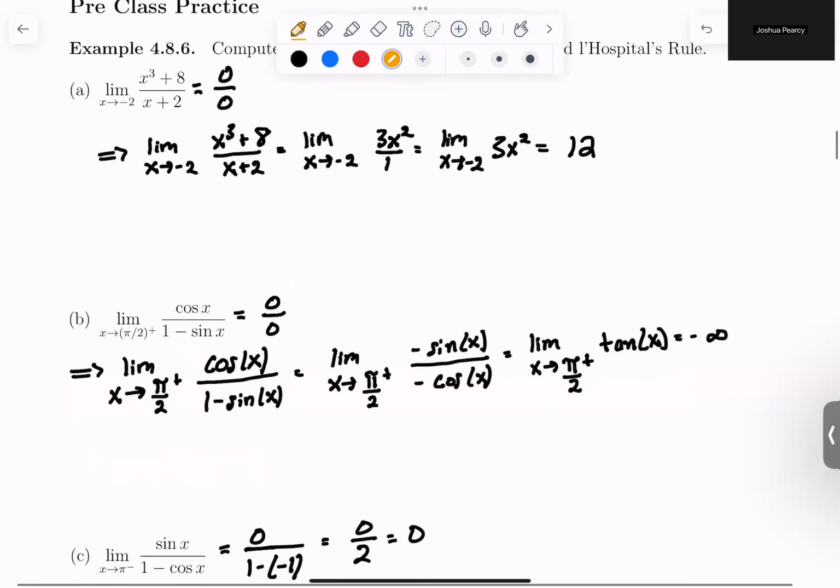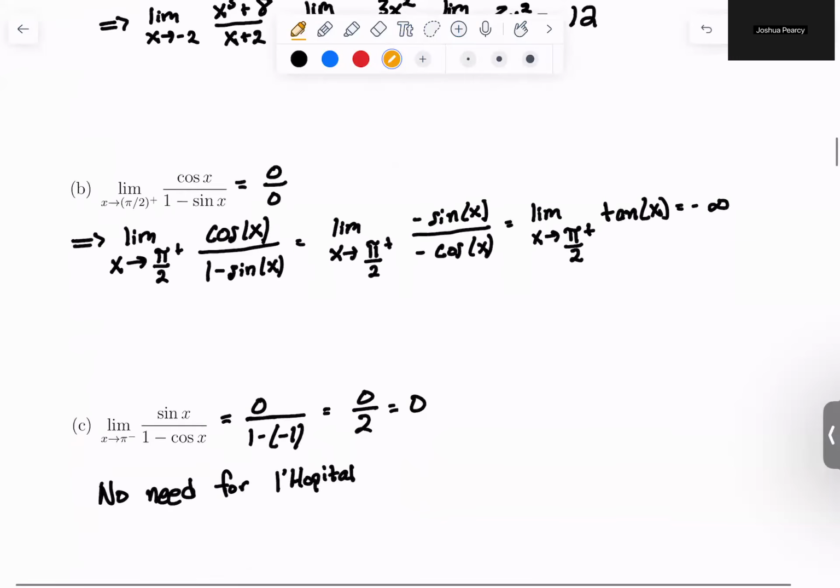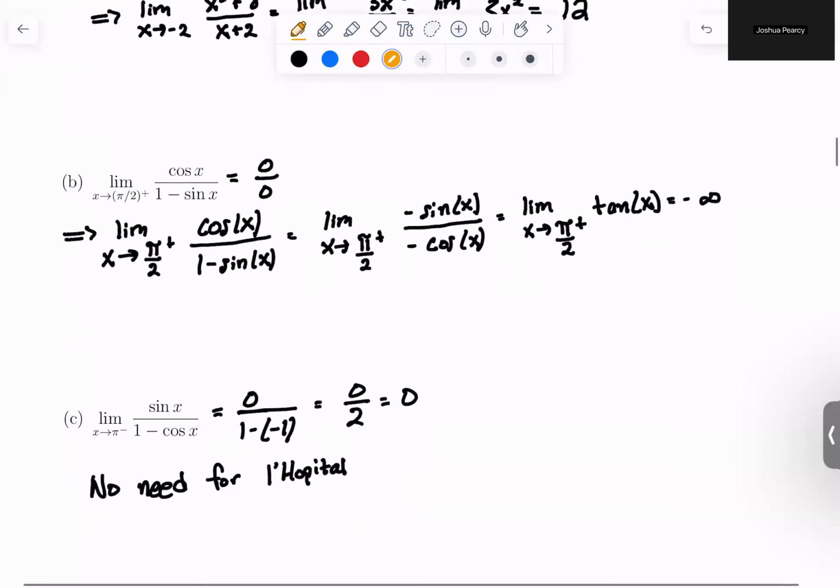So minus sine x over minus cosine x is just tangent x. So what I'm doing here is actually taking the limit as x goes to pi over 2 from the right-hand side of tan x. And if you look at the graph of that, it actually goes to minus infinity.